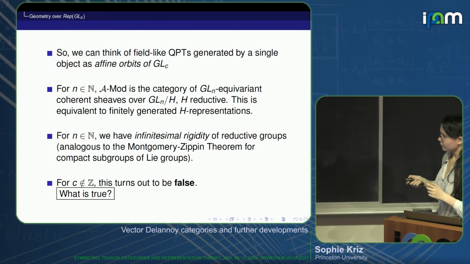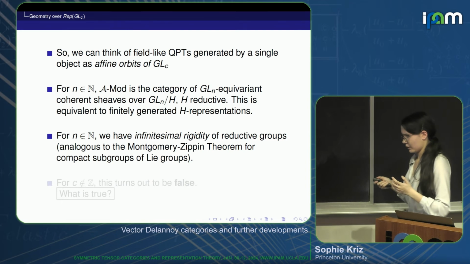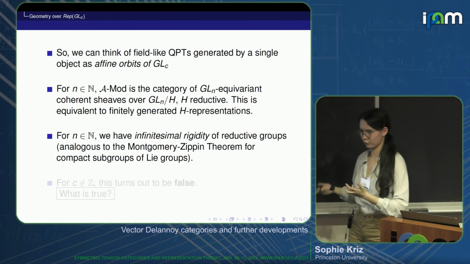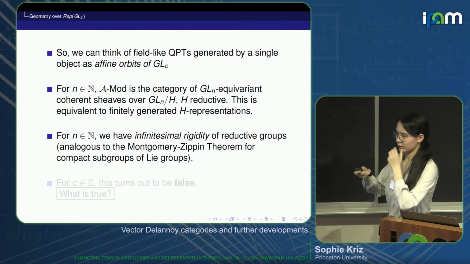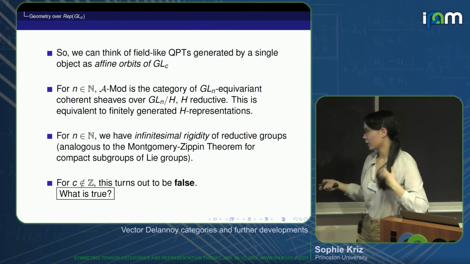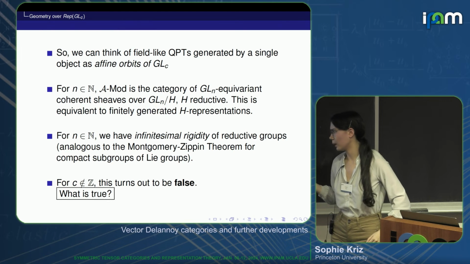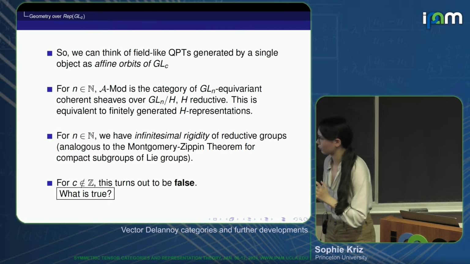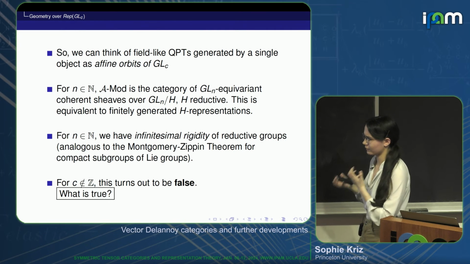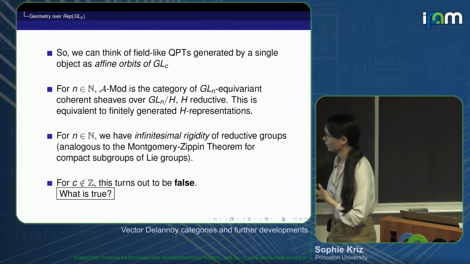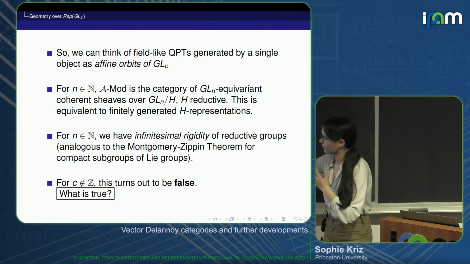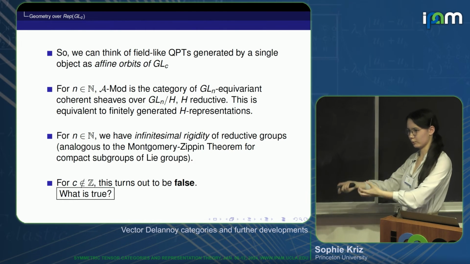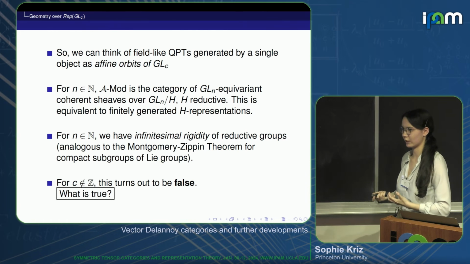But I was thinking that maybe this would go over to the GL_C side, and we have some sort of rigidity of these field-like algebras. But it's not true precisely. I'll explain why in just a second. But it does lead to the question of what is true, and how good is this analogy, and how much of this classical story would go over to the Rep of GL_C side.